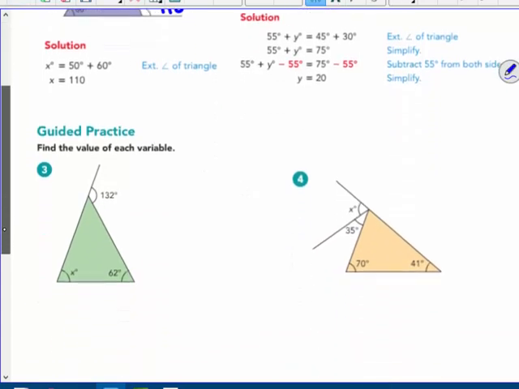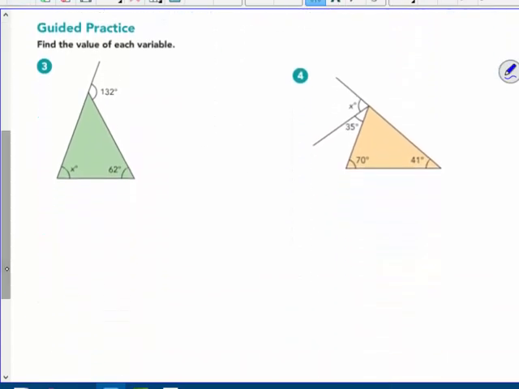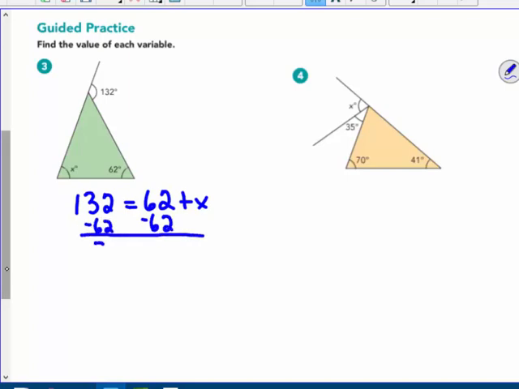So practicing that, this exterior angle in this triangle here is 132. So it is equal to the sum of the 2 remote interiors. If I subtract 62 from both sides, I get that this angle x must be 70 degrees.